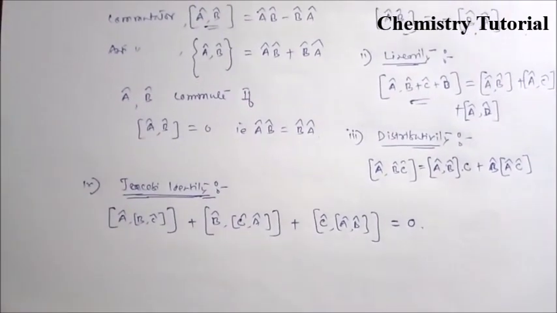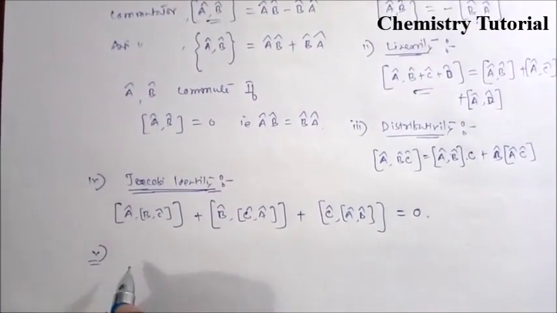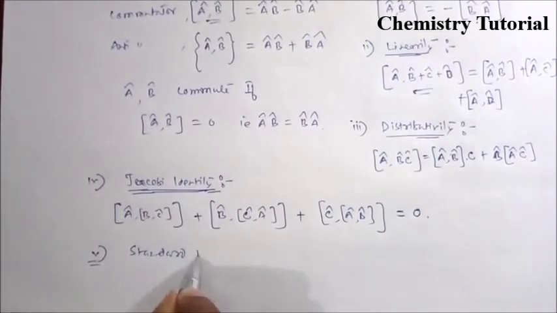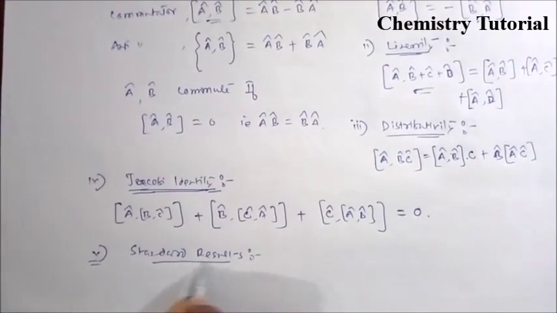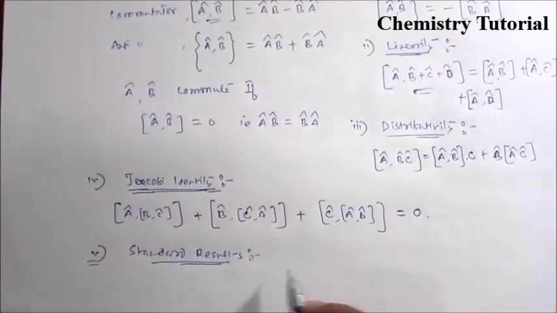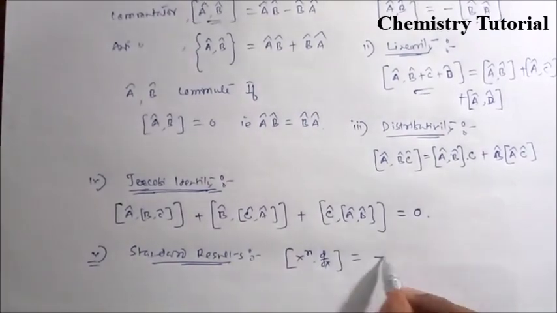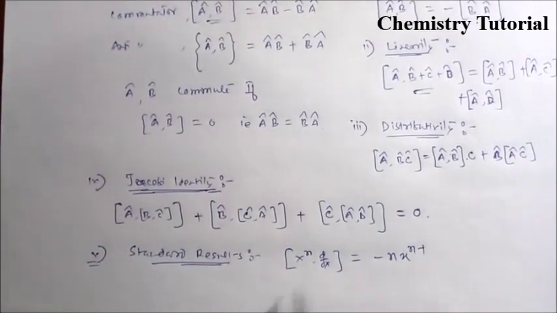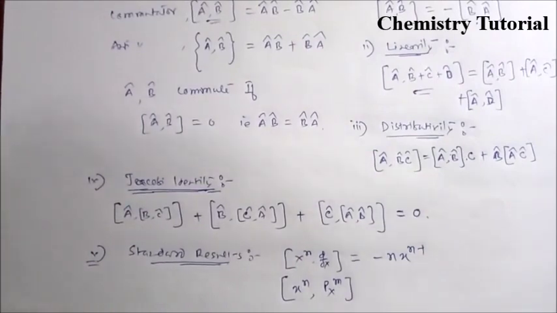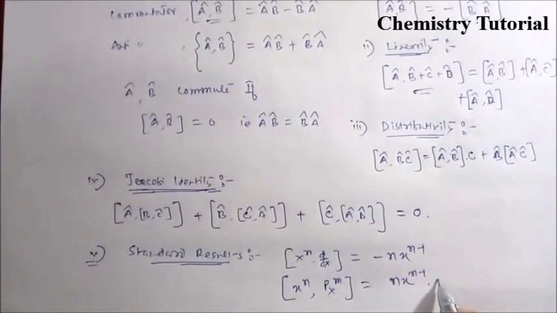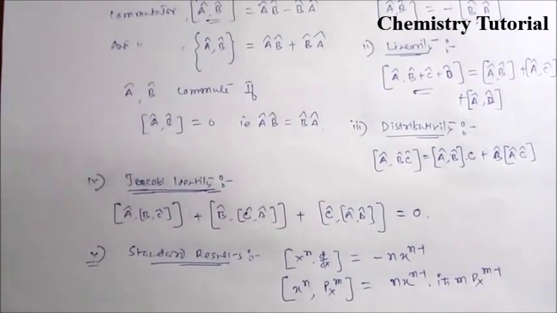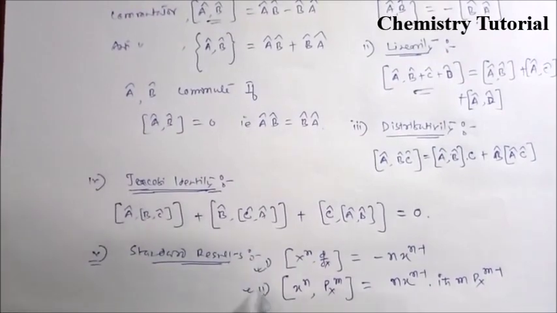For commutator algebra, we have two standard results. You should remember these two results in order to solve problems. That is, the commutator of x to the power n and d/dx is equal to minus n x to the power n minus 1, and the commutator of x to the power n and p_x to the power m, where p_x is the operator of linear momentum, can be written as n x^(n-1) i h-cross times m p_x^(m-1). You should learn these two results to solve problems from commutator algebra.